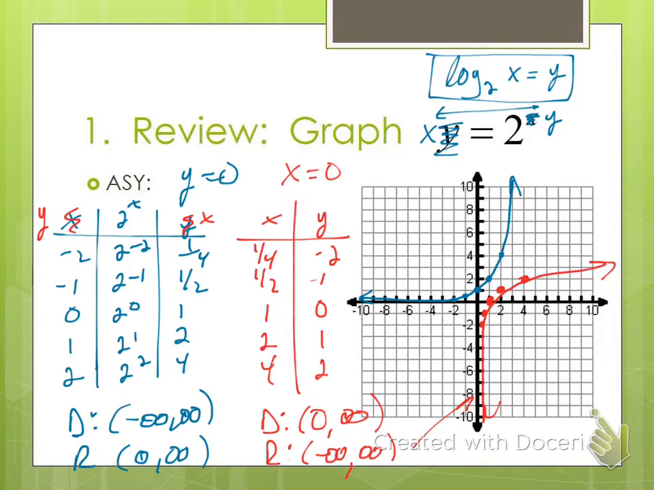So if you take a look, some things are just sort of flip-flopped. Instead of y equals, x equals for our asymptote. The domain is now the range, and the range is now the domain. And that just kind of follows along with this whole idea of inverses, flip-flopping things. Okay? So anyway, that's your introduction to a logarithmic graph.